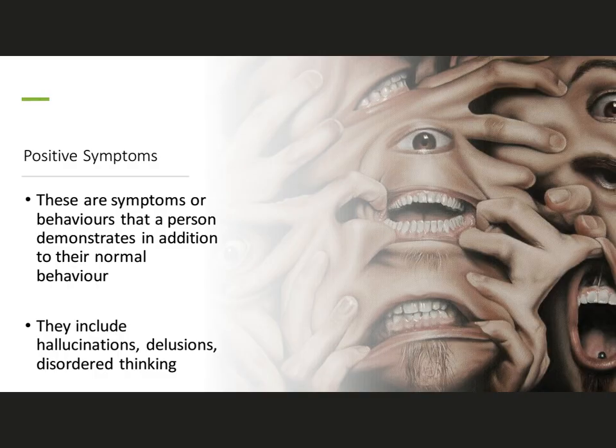Okay, so with positive symptoms, we are adding to someone's typical behaviour. These are things such as hallucinations, delusions, and disordered thinking. So in most persons, we will not see these sorts of things. This would indicate that things have been added to typical behaviours, as these characteristics are not typical of everyday behaviour in persons who are deemed to not have conditions such as schizophrenia.